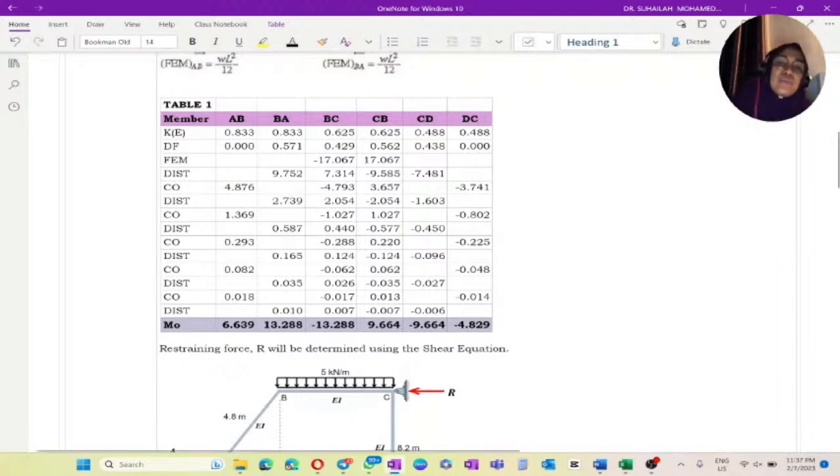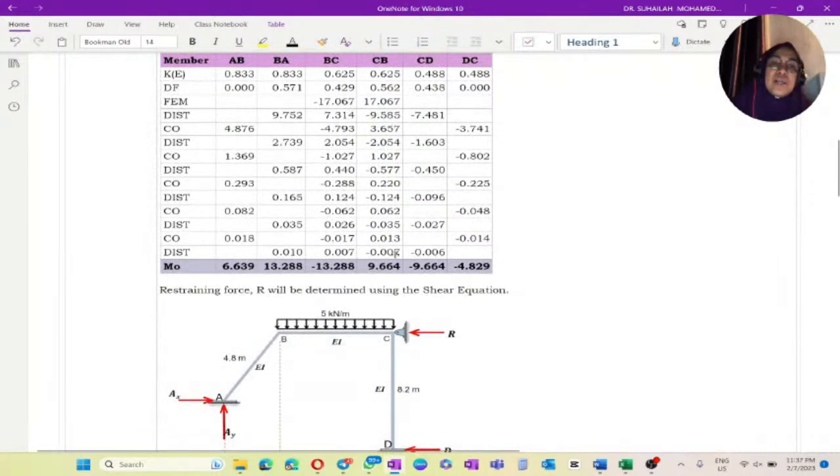So in the table, once the moment reaches zero value, like 0.0 something, we may stop the process, and then we total all the moments, starting from the first moment in the table, which is FEM, until the last distribution. Finally we sum all the moments, and we get the end moment from the first table. We label it as M0.